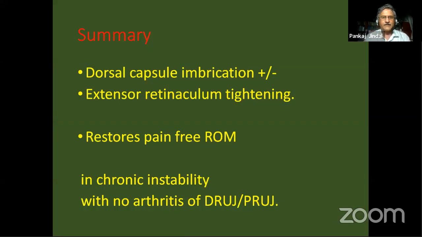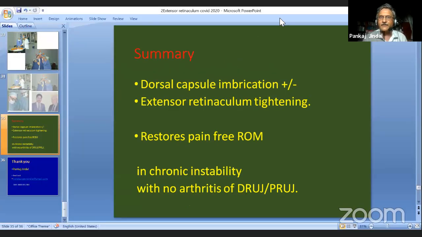In summary, a dorsal capsular imbrication with or without extensor retinaculum tightening works. It restores pain-free range of motion. And in chronic instability with no arthritis, it really has helped by doing these simple procedures. I thank you very much.